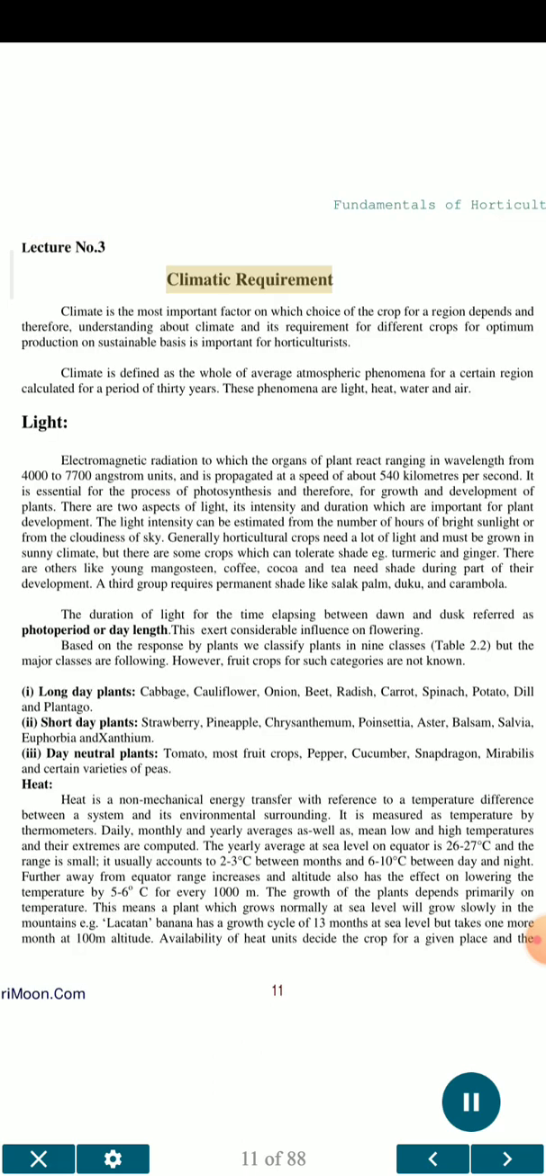Lecture number 3. Climatic requirement. Climate is the most important factor on which the choice of the crop for a region depends. Therefore, understanding climate and its requirement for different crops for optimum production on a sustainable basis is important for horticulturists.